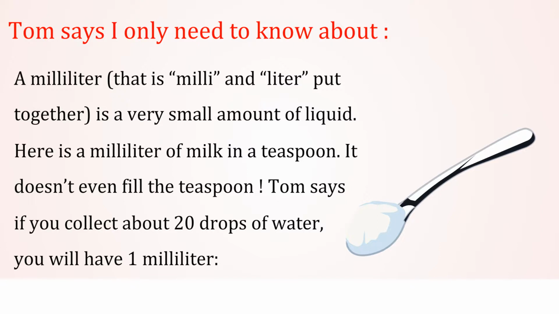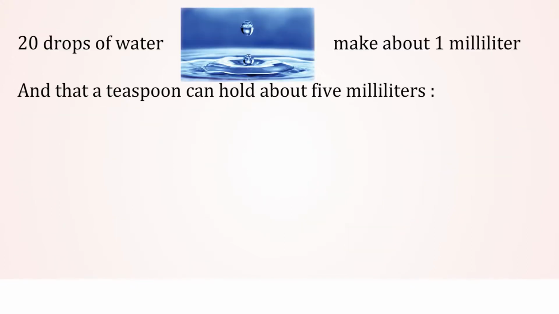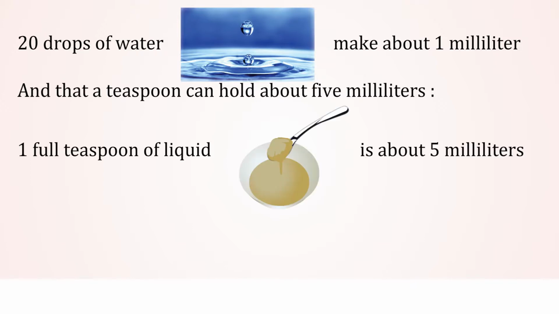A milliliter is a very small amount of liquid. Here is a milliliter of milk in a teaspoon. It doesn't even fill the teaspoon. Tom says if you collect about 20 drops of water, you will have 1 milliliter. 20 drops of water make 1 milliliter, and a teaspoon can hold about 5 milliliters. 1 full teaspoon of liquid is about 5 milliliters.